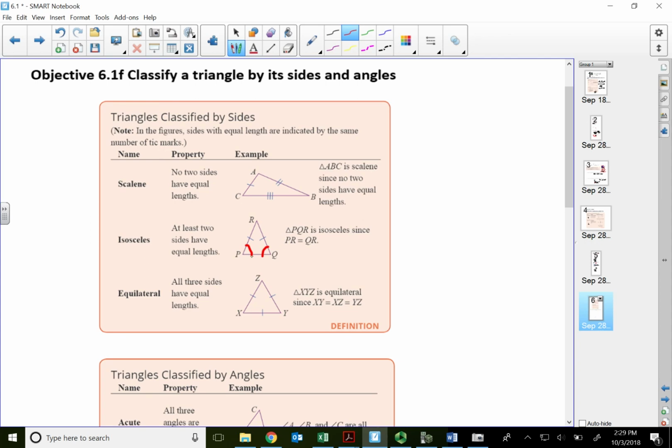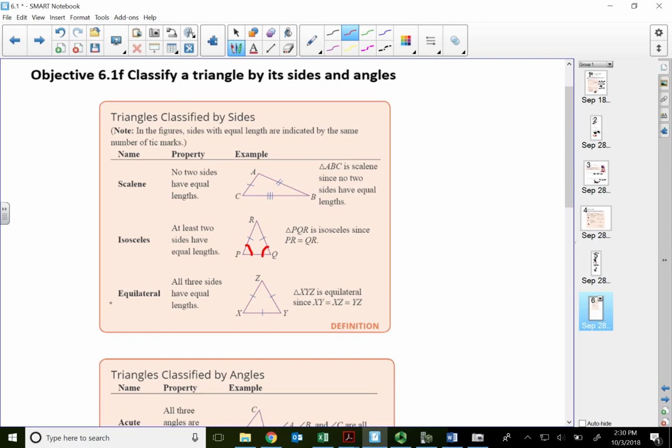Because the angle that we are looking at is associated with the side that's across from it. So this side, RQ, is associated with angle P right here. Side RP is associated with this angle Q right here. It's always across from it.